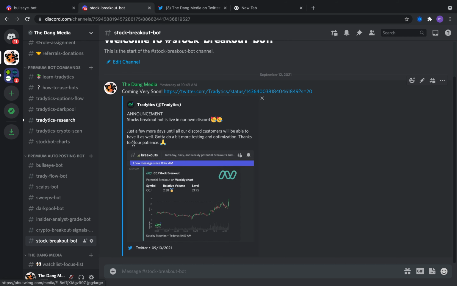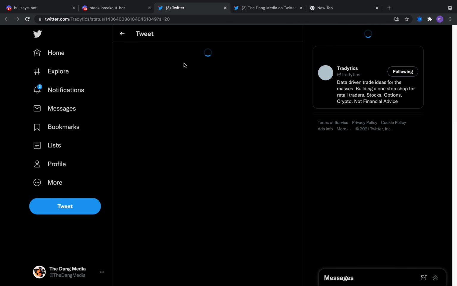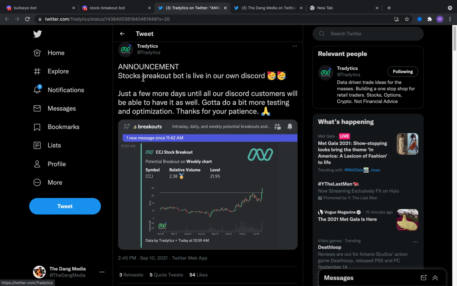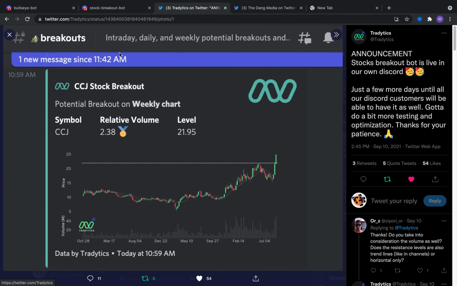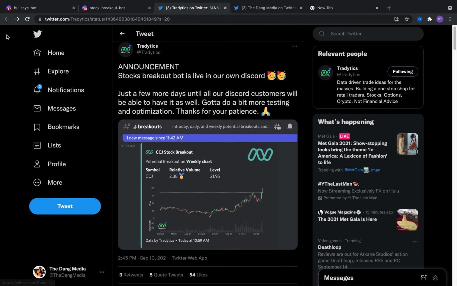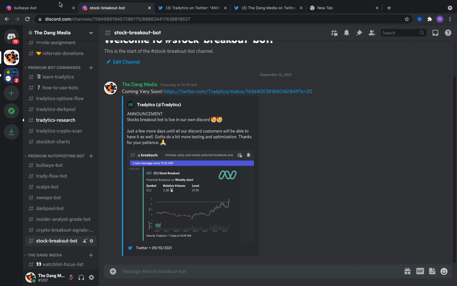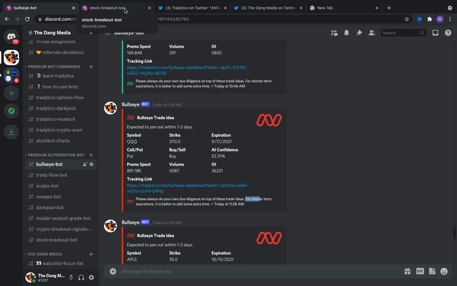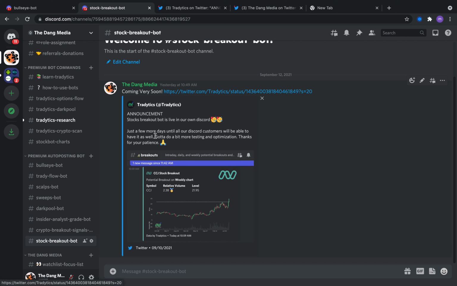And then very, very soon, Tradytic's made an announcement about the stock breakout bot. So this is an example of what it looks like. It's going to be that same thing that I just went over for the crypto, but for stocks. And like I said, this is going to be a great tool for us because a lot of my trades I get in and out quick on breakouts, so this is going to be great for me and a lot of people as well, just because I know a lot of traders play breakouts instead of pullbacks.